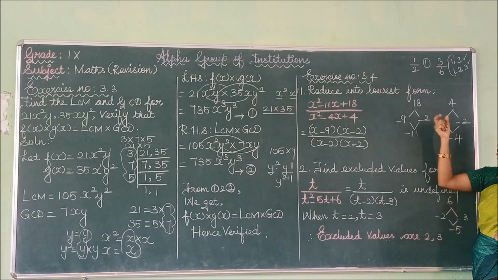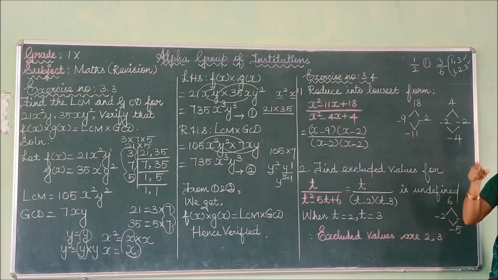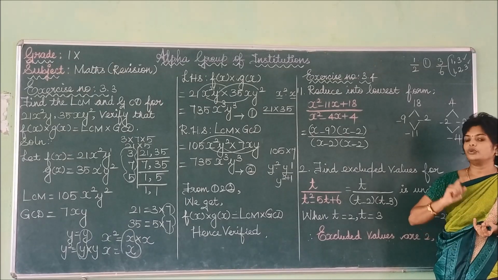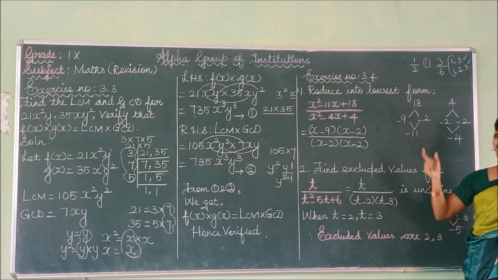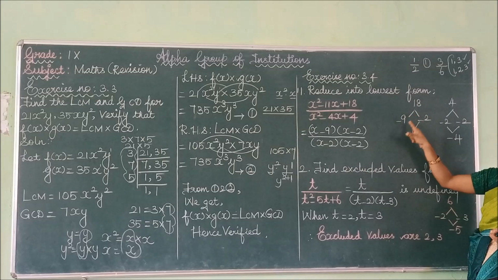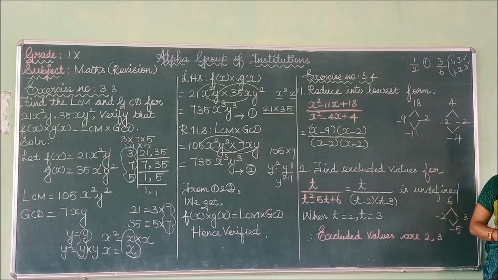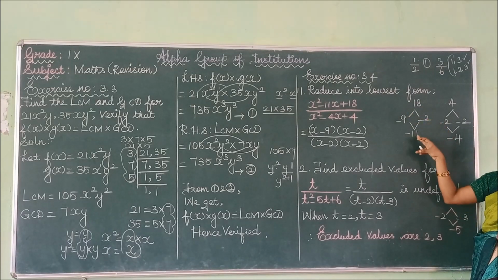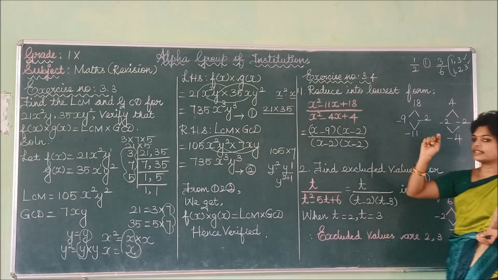Now check: what are the two numbers that, when you multiply, give the result 18? 18 comes in which table? 1 into 18 is 18, 2 into 9 is 18, 3 into 6 is 18. But which one is apt for this one? You have to check and write that. So 2 into 9 is 18, and when you add these two numbers, the result is 11. But look at the coefficient of x. What is that? Minus 11.